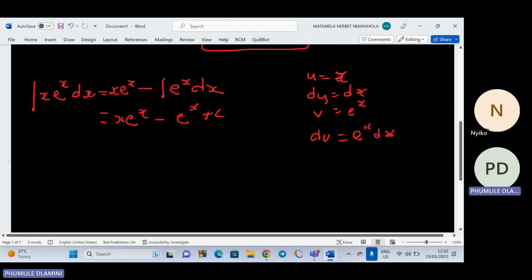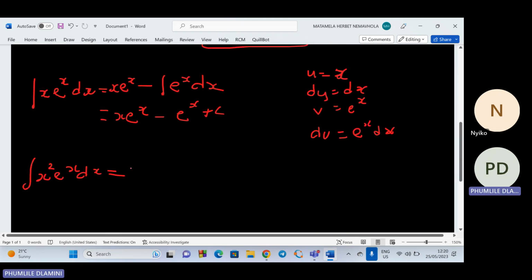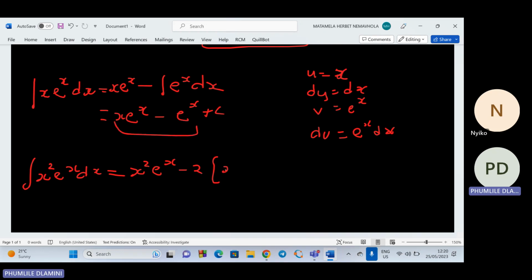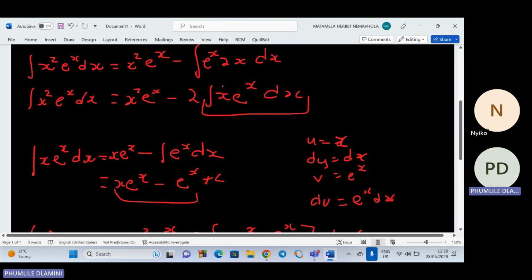So when we substitute back this, it means that the integral of x squared e to the power x dx equals, it was x squared e to the power x minus 2, where we substitute this one here, then it's going to be x e to the power x minus e to the power x plus c. We can just write plus c outside, because this 2 here, we don't have to multiply it by 2c. So plus c as a constant.